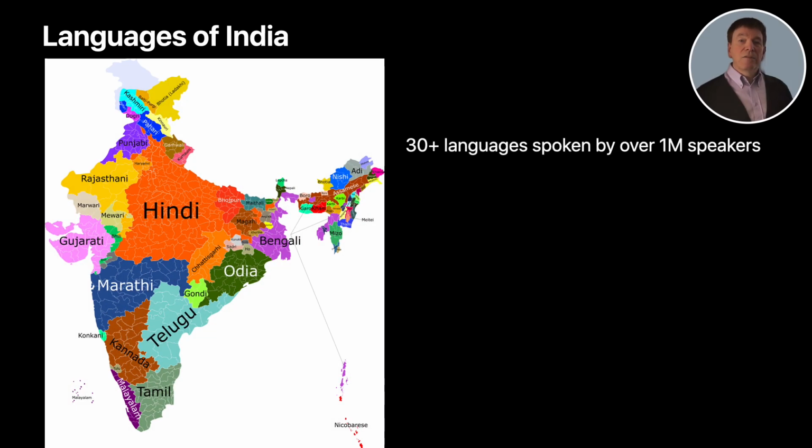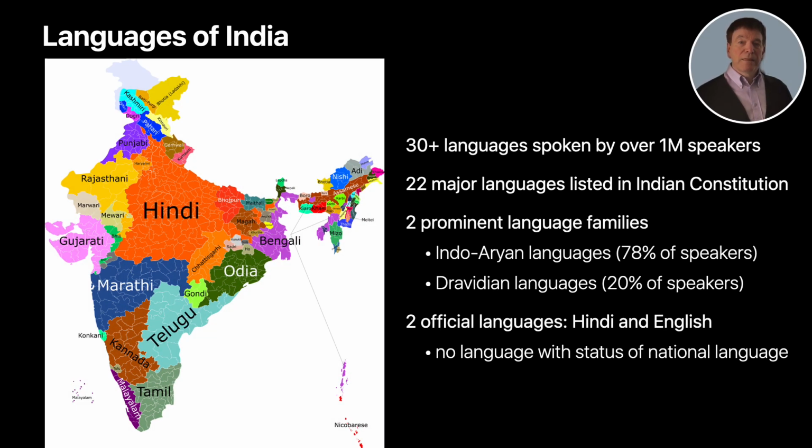So let's begin with a brief overview of Indic languages. India is home to several hundred languages, with over 30 of them spoken by over 1 million speakers. Of those, the Indian Constitution recognizes 22 different regional languages, part of a specific list of so-called scheduled languages. They mostly come from two language families, Indo-Aryan in the north and Dravidian in the south. In addition, English is in widespread use for official purposes, since no single Indic language has status of national language.